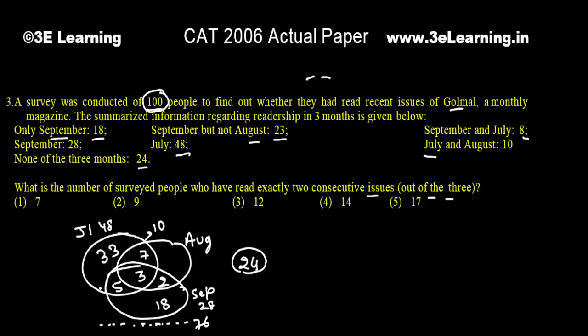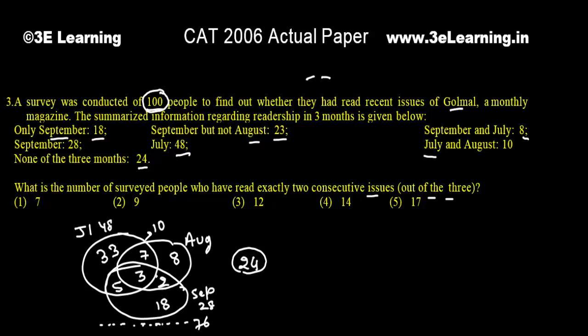So what is the total? Total is 48 plus 250 plus 18 is 68. We want 76, so this should be 8. How come? Because we want all the data to be 76. If you have any doubt, please rewind the video and check how I am plotting the data.